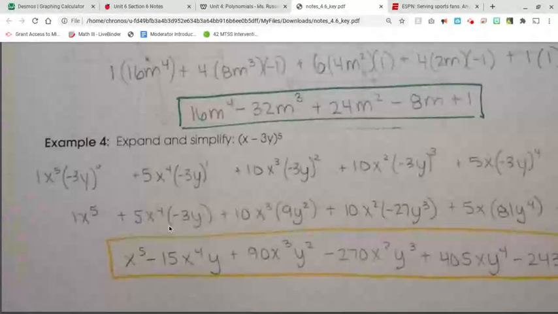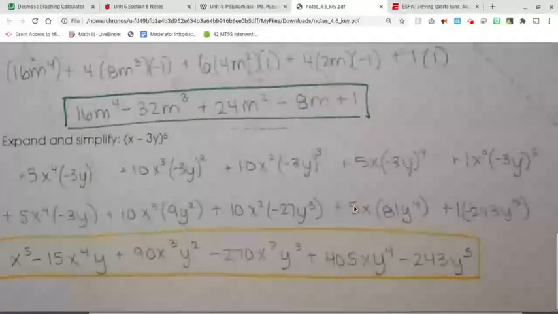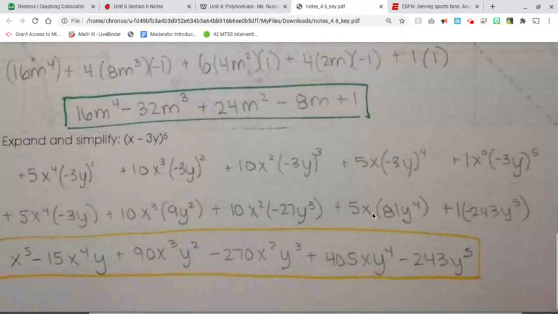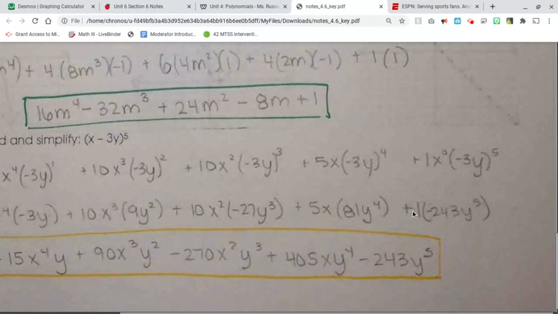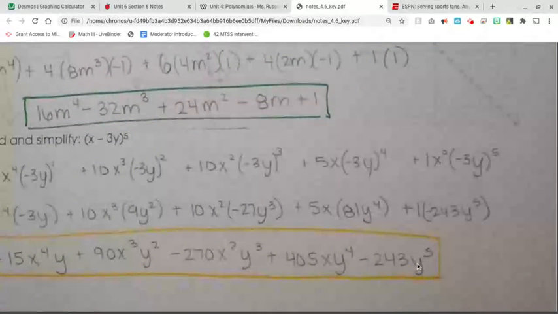Now, 5 times negative 3 is negative 15, and we have an x to the fourth and y. 10 times 9 is 90, and we have an x to the third and y squared. 10 times negative 27 is negative 270, and we have an x squared and y to the third. 5 times 81 is 405, and we have an x and y to the fourth. And then lastly, 1 times negative 243 is just, like we said, negative 243 y to the fifth.